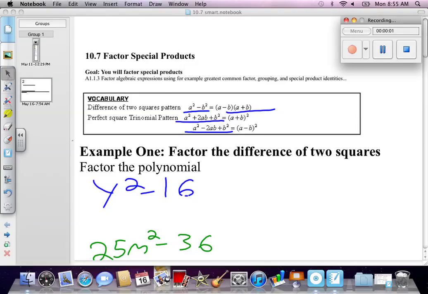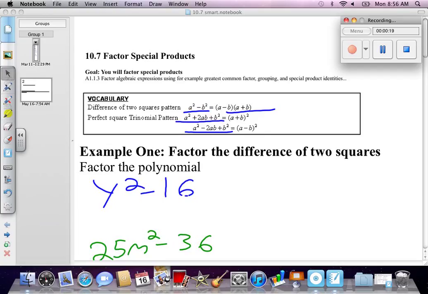All right, ladies and gentlemen, we're doing 10.7, factoring special products. It just makes factoring quicker if we use these special products.